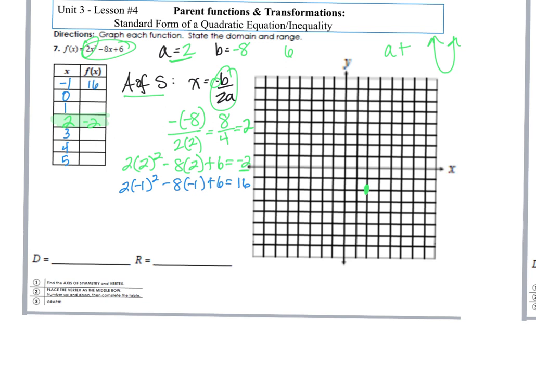Next, we're going to plug in 0. So we have 2 times 0 squared minus 8 times 0 plus 6, which equals 6. So when x is 0, y is 6. Next, we plug in 1. So 2 times 1 squared minus 8 times 1 plus 6, and that's going to equal 0. Pretty cool. So when x is 1, y is 0.